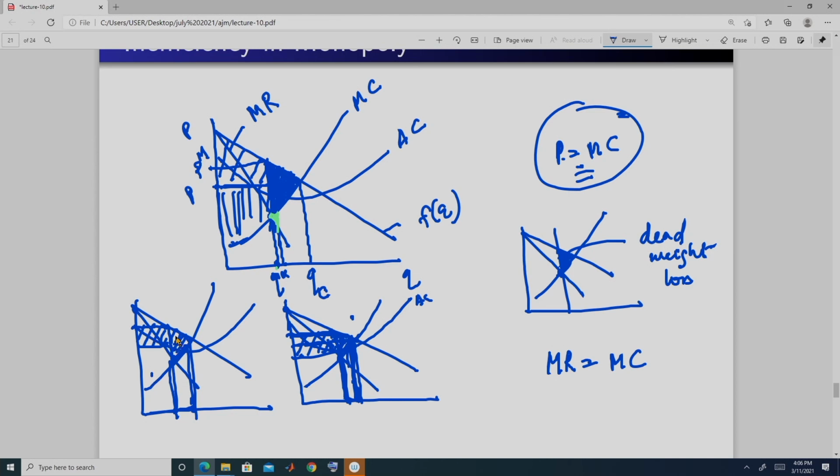So, in this situation we are benefiting the consumer without hurting the monopolist, and in this situation we are benefiting the monopolist without hurting the consumer. In both cases we can move to a Pareto optimal situation. That is why the monopoly outcome is not Pareto optimal. That is why it is an inefficient outcome, and there is this problem of deadweight loss.